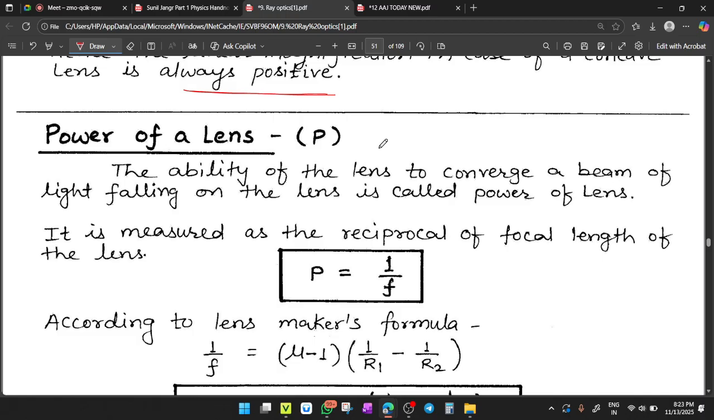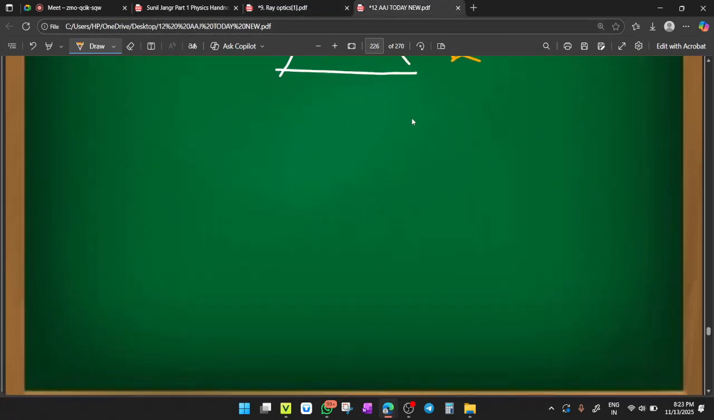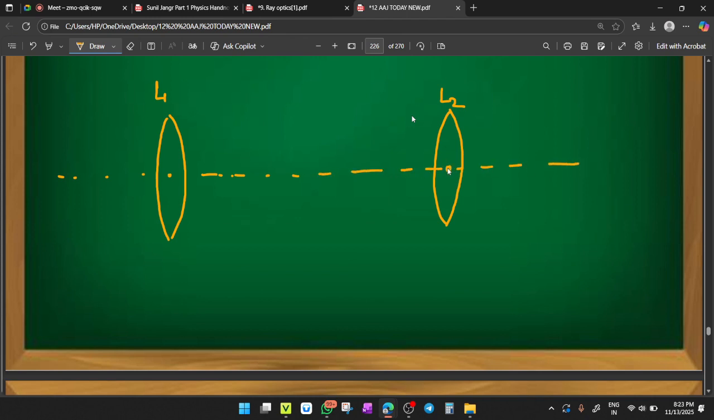So simple, power of a lens. What is power of a lens? When is a lens said to be more powerful? Here I am giving you two situations. A lens first is here and second is here. Lens L1, lens L2. This one is the optical center, and second one, this one.